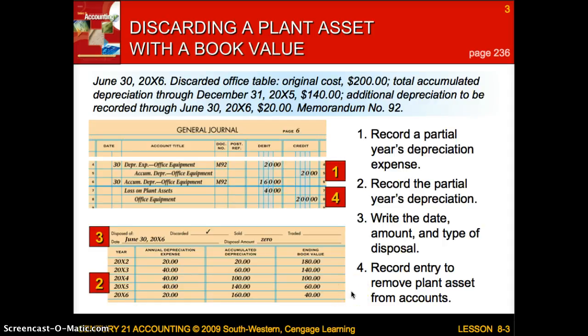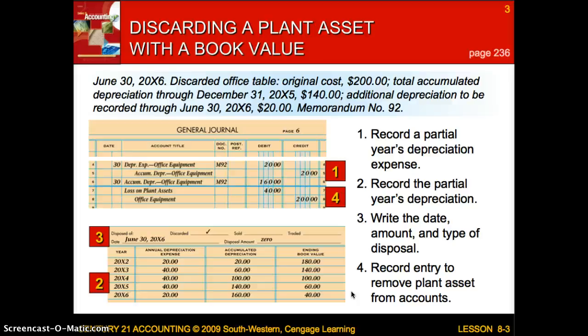Now we're going to discard a plant asset with a book value. So on June 30th, we discarded an office table, so we threw it out. We didn't sell it, we didn't trade it in. The original cost to us was $200. The total accumulated depreciation through December 31st was $140.